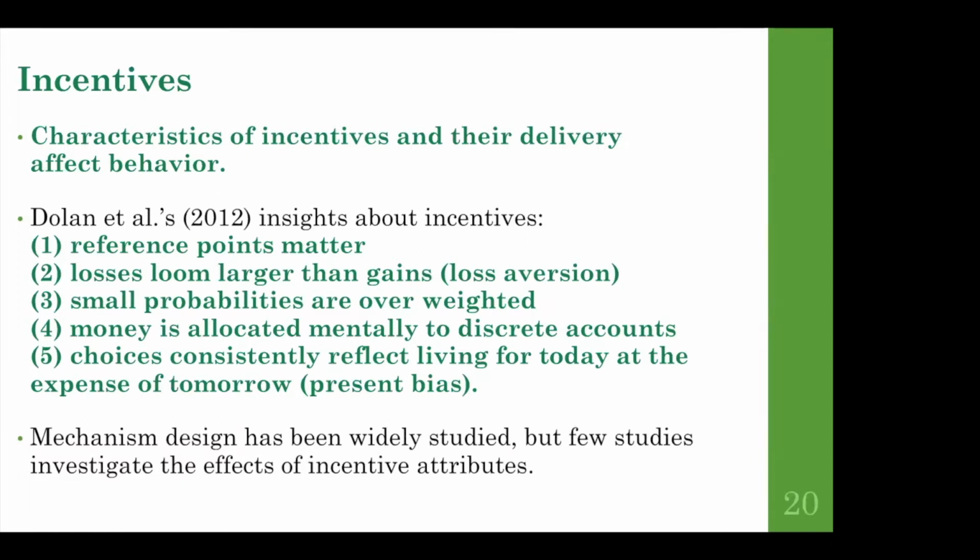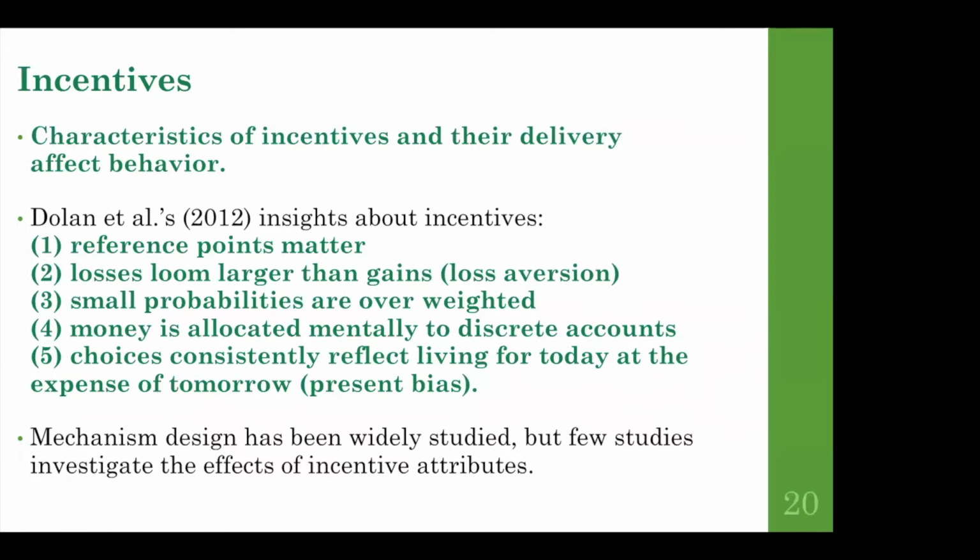So in the Dolan et al. paper, there's a lot to unpack within the incentives category. I don't have time to unpack all of that right now. I'm going to focus on this last one, which is that we kind of live for today, and so we have this present bias, right? And we want our payments today instead of waiting until the future. So I'm going to focus on that with a few examples. But also, you're probably familiar with these other kind of points as well.